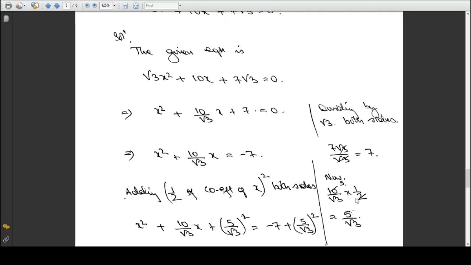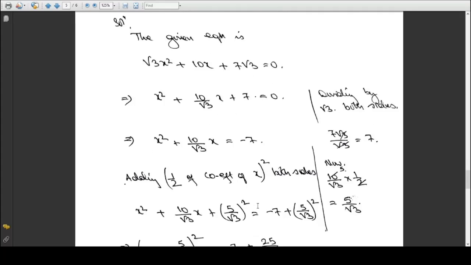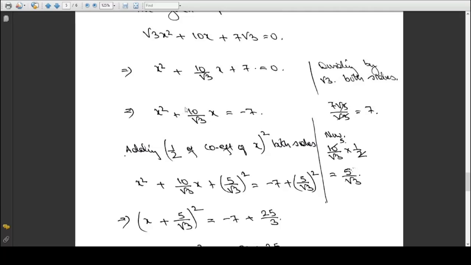Multiply it by 1 by 2, you will get 5. 10 and 2 get cancelled, 2 fives are 10, 2 ones are 2, that means you will get 5 by root 3. Now this 5 by root 3 you add on both sides, that is on the left and on the right side. Here on the left you have x square plus 10 by root 3 x, then you add the square of this, 5 by root 3 square. On the right side we have minus 7, and then add this 5 by root 3 square.